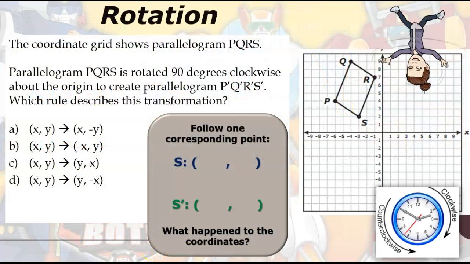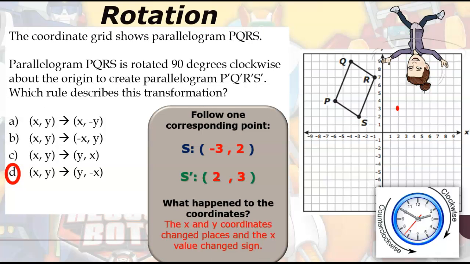All right, a rotation question. The coordinate grid shows a parallelogram PQRS. Parallelogram PQRS is rotated 90 degrees clockwise about the origin to create parallelogram P'Q'R'S'. Which rule describes this transformation? Again, press pause and work this problem out. When you're ready to check your answer, press play.